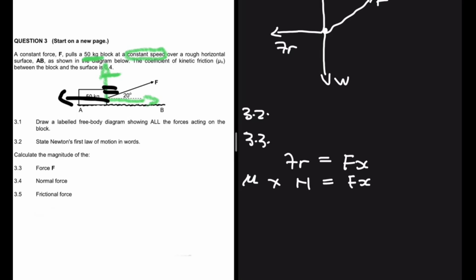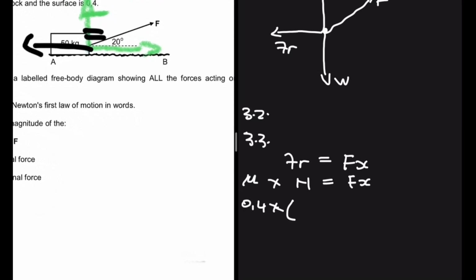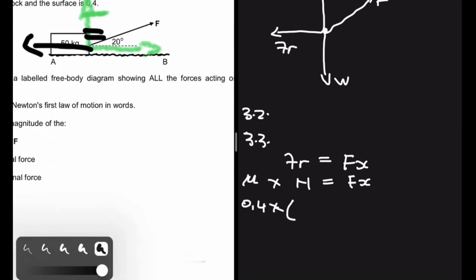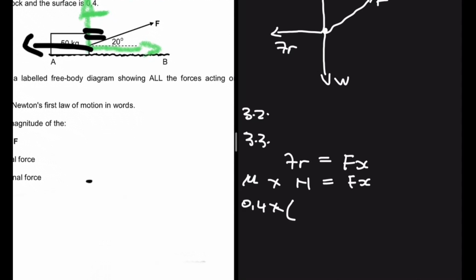We are given the coefficient of friction. It is said to be 0.4, right? And then multiplied by the normal force. Now we just need to determine what the normal force is, and we're going to be able to solve our problem, right? So let me just show you something here on the left hand side. If you have a force that is pointing up, then the normal force is going to be the weight minus the y component of that force, right?